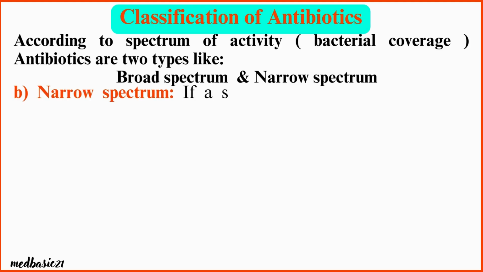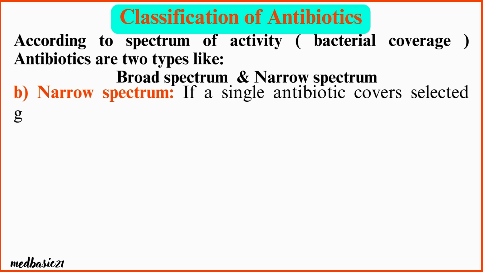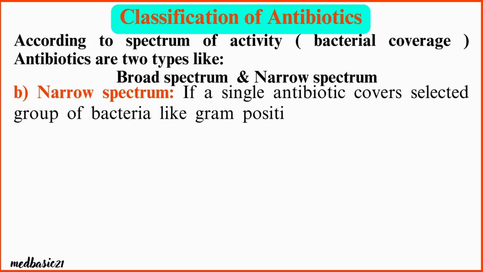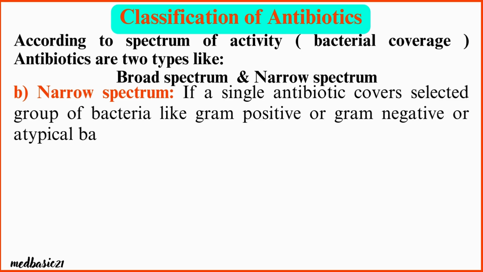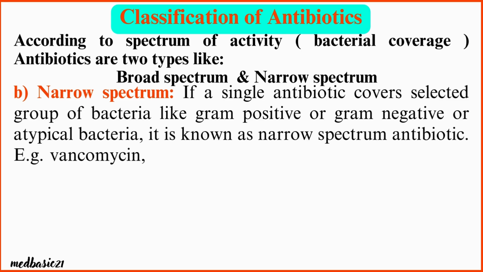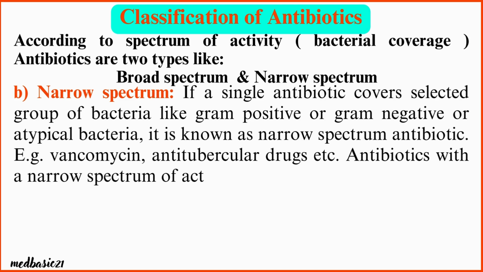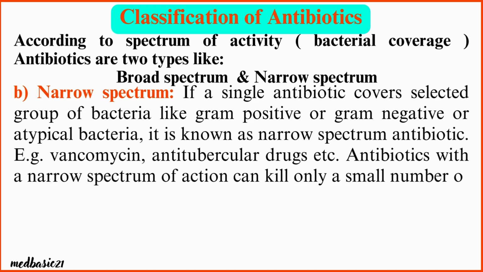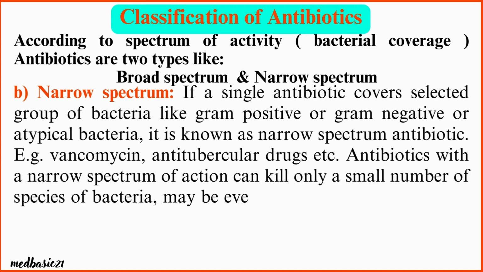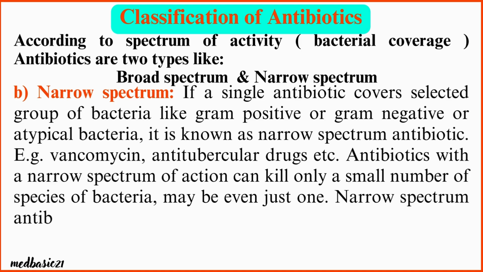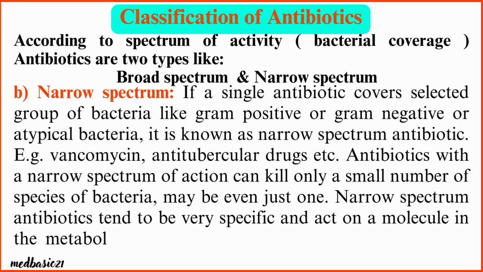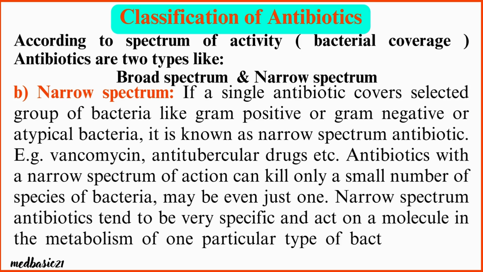B. Narrow spectrum. If a single antibiotic covers selected group of bacteria like gram-positive or gram-negative or atypical bacteria, it is known as narrow-spectrum antibiotic. Like vancomycin, antitubercular drugs, etc. Antibiotics with a narrow spectrum of action can kill only a small number of species of bacteria, maybe even just one. Narrow-spectrum antibiotics tend to be very specific and act on a molecule in the metabolism of one particular type of bacteria that is special to that species.